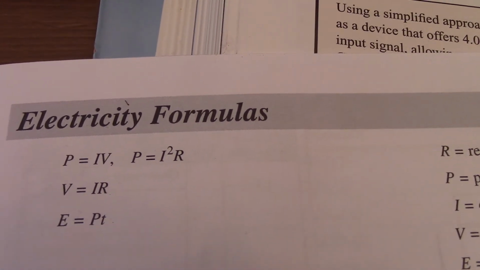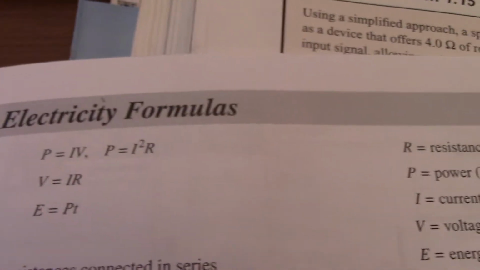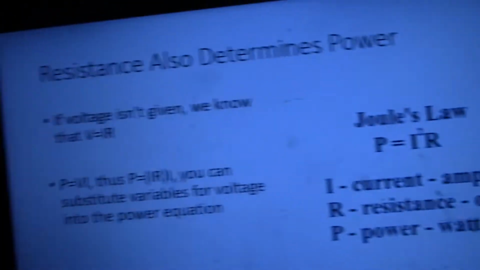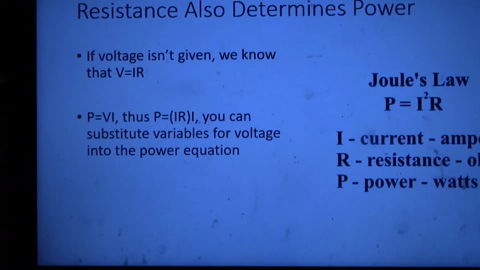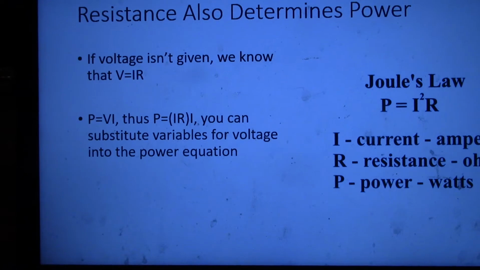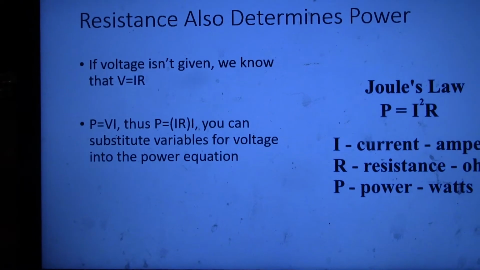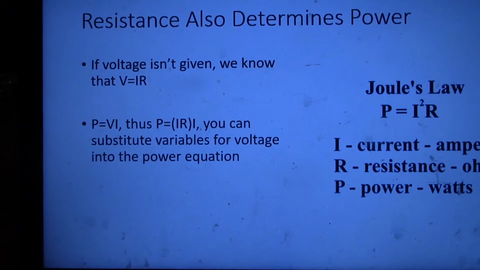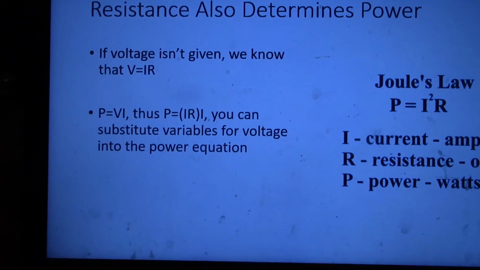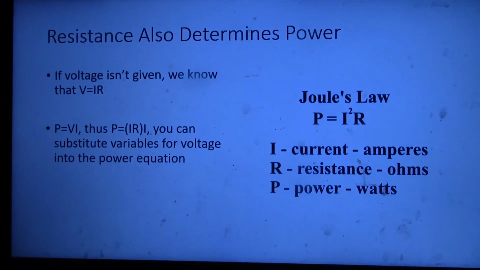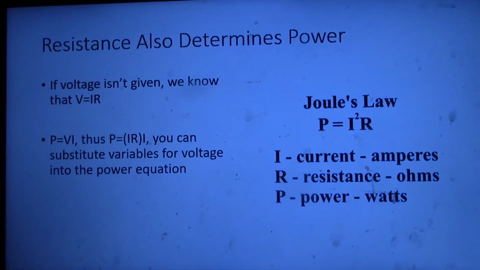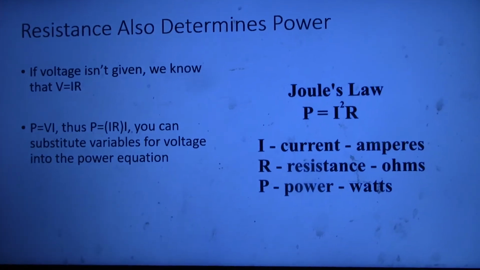And we know that V equals I times R as well, right? This is Joule's law. So if voltage isn't given, we can solve for voltage using current times resistance. So voltage equals current times resistance, which means P is also a function of I squared times R. You can see that equation derivation there. We can substitute variables to get that. So there's two more power equations.